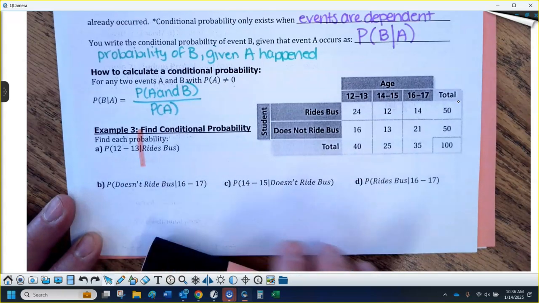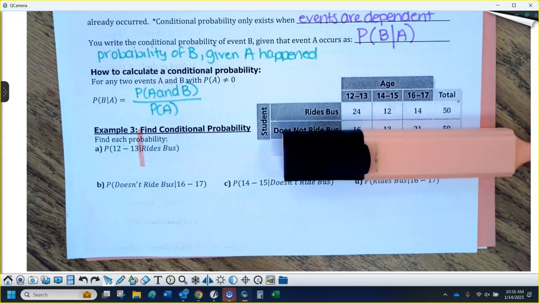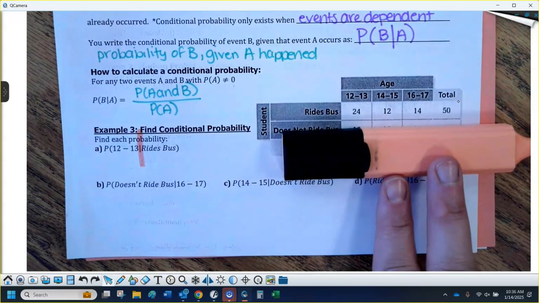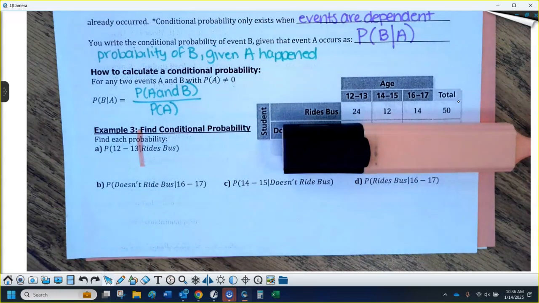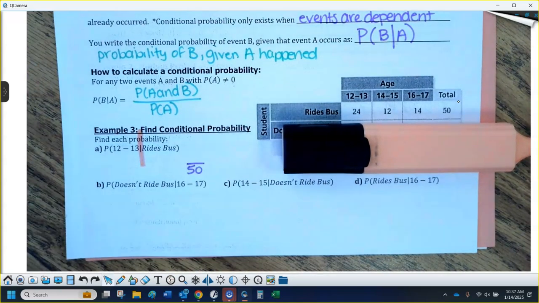Okay, so here's how I did this. I'm given that they rode the bus, so I don't even look at the other row in the table. I know I'm just in that row. So the probability that I am in that age group from 12 to 13, given that I rode the bus, you're going to put that total on the bottom, because you know you're picking out of this group. You know this person rode the bus.